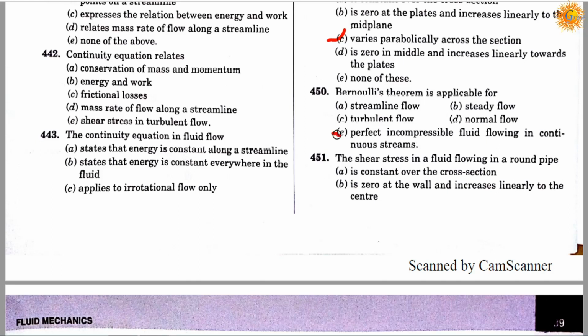So correct answer is E, it's a perfect incompressible fluid flowing in continuous streams.